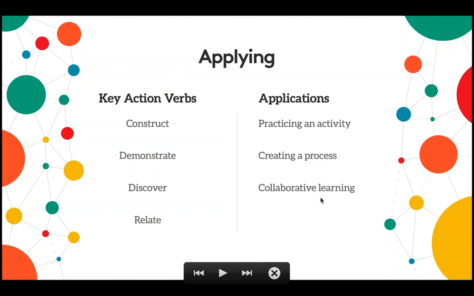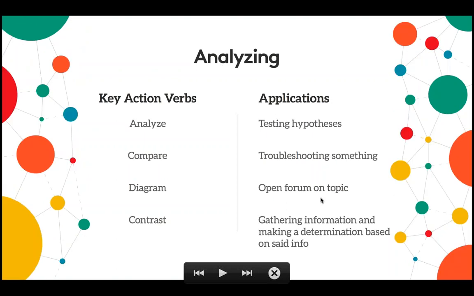Once you've gone through the process of doing some applying, we get to this idea of analyzing, where we say, okay, we remember, we understand, we can apply it. Now let's look at this. Let's look at a situation. Let's look at a hypothesis. Let's look at a problem, and let's see if we can solve it.